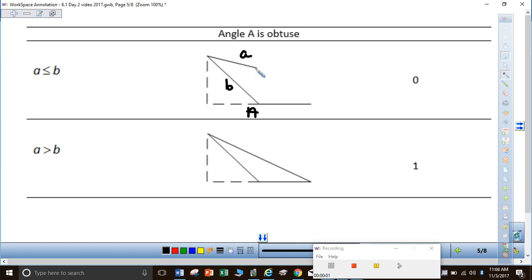You can kind of see in the picture here, you can imagine there's no way that it's going to be long enough to attach unless it's longer than B. If side A is longer than side B, yep, it works, and that's just going to give us one triangle. It's a little bit easier to think about our situations if angle A is obtuse.